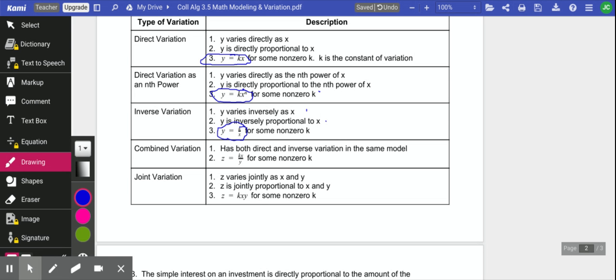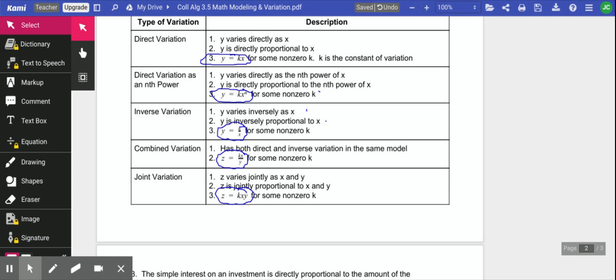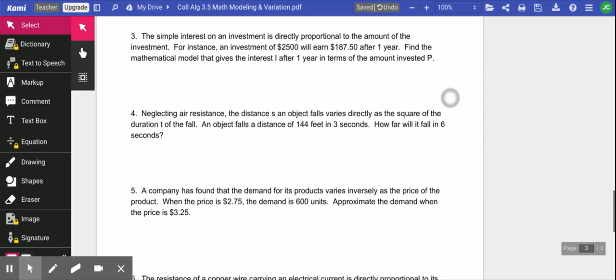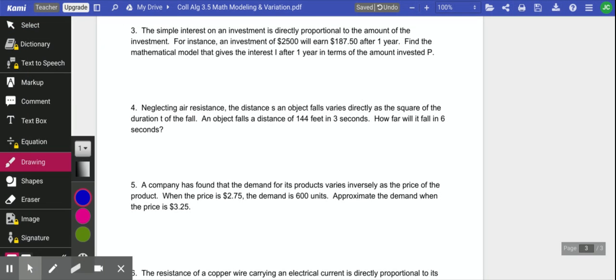Combined variation might have both direct and inverse variation. So it might say z equals kx over y. That's where you have more than two variables. And then joint variation is, again, more than two variables. You'd see something like z varies jointly as x and y, or z is jointly proportional. And the equation for that is z equals kxy for some value k. So in all of these, k is some sort of constant that we're going to have to figure out. So I'll show you how these work. Mathematically, they're not difficult. You just have to figure out which one of these you're using.